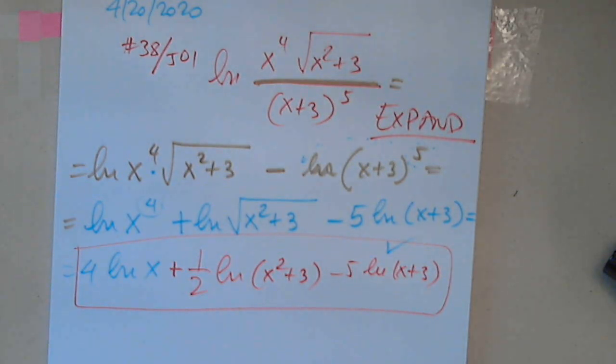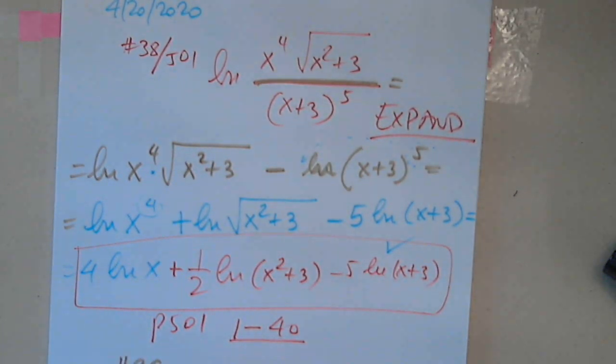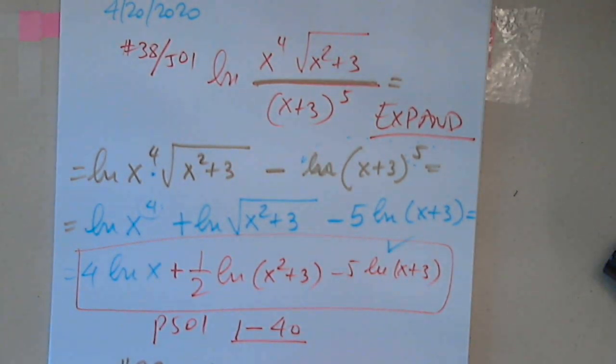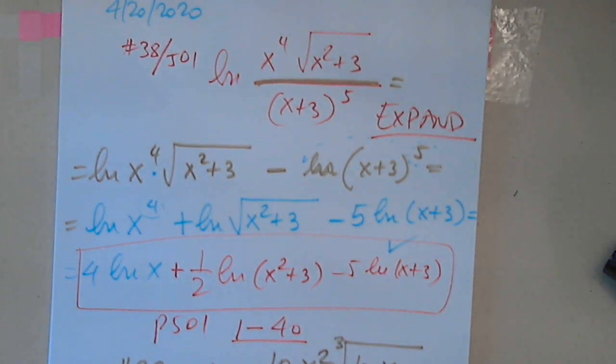Please choose anything on page 501, from 1 to 40, any problem you want. They're all expanding. Any preference, or I choose? You can choose. Okay, so let's look at 39. We have log. That's common log. The numerator is 10x squared, the cube root of 1 minus x, 7x plus 1 squared.